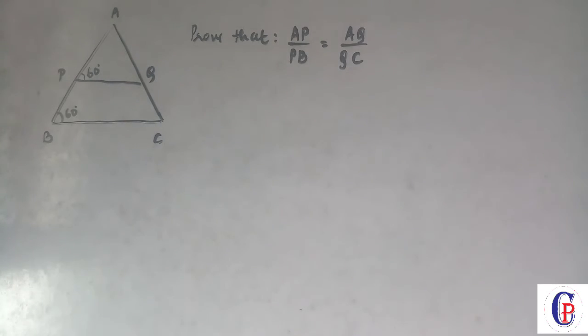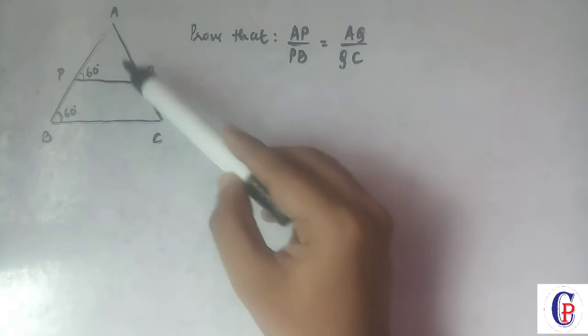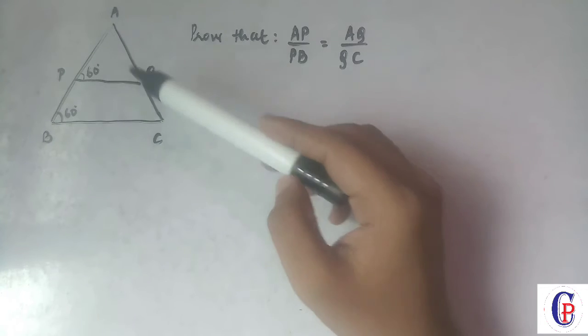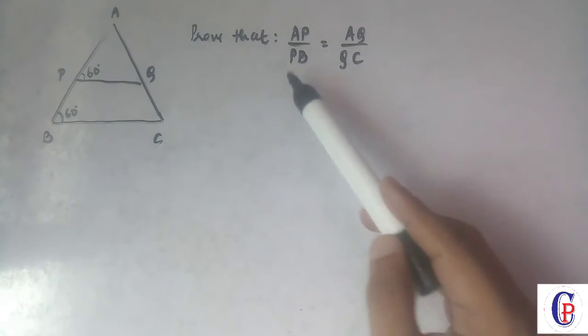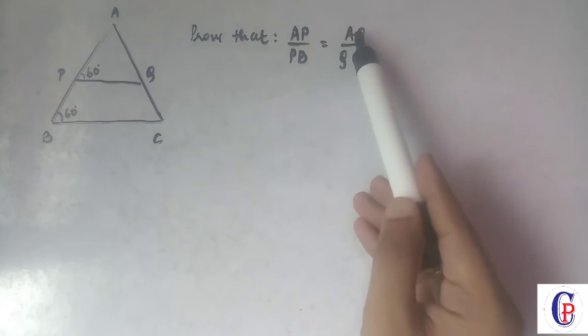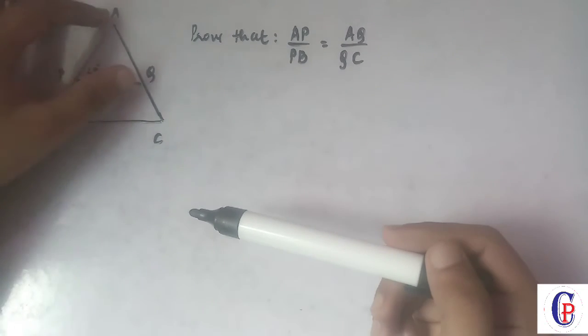So we have one more sum. See, right now, whichever properties we have discussed, the questions will be similar to that, and maybe you can have some concept which you have already studied in the lower standards. Right, now here they are saying that we have triangle APQ and triangle ABC. Angle APQ is 60 degrees, angle ABC is 60 degrees. Now they are saying prove that AP upon PB is equal to AQ upon QC.